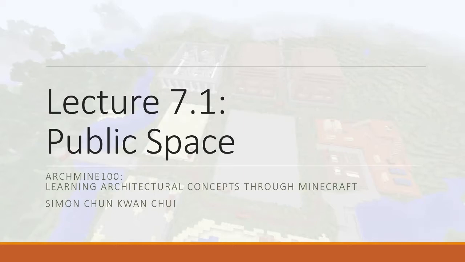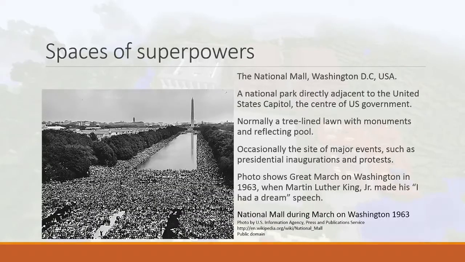So this is the 7th lecture and we are going to talk about public space. More specifically, urban public space, because we talked about parks and gardens in the last lecture and last series of exercises. So let's just start with the really big ones, the spaces of superpowers.